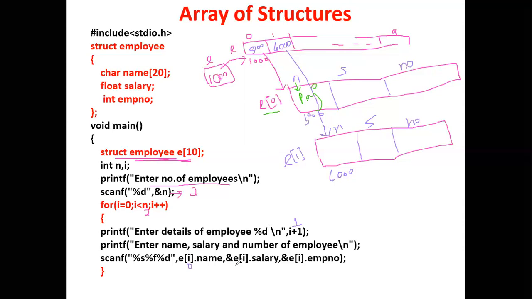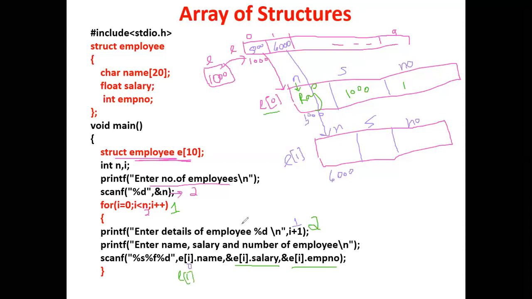Next one is E of 0 dot salary. So enter some salary. Same way E of 0 dot employee number. Take it 1. Next increment the value, I will become 1. So employee details 1 plus 1, that is the second employee detail. So enter the details of employee 2. Same way, E of what is the value of I? I is 1. So E of now 1.